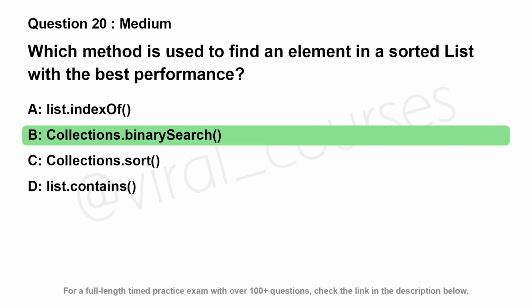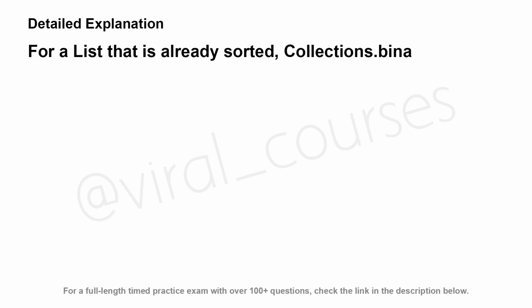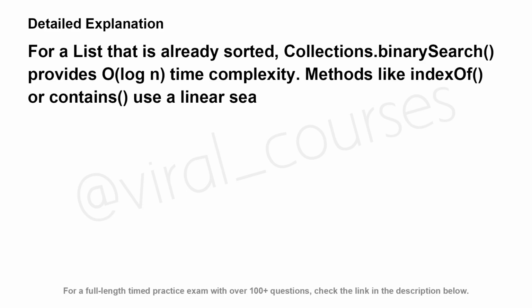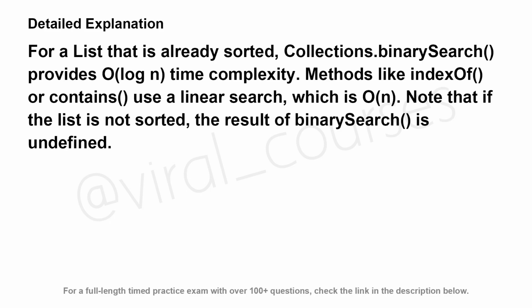The correct answer is B. For a list that is already sorted, Collections.binarySearch provides O(log n) time complexity. Methods like indexOf or contains use a linear search, which is O(n). Note that if the list is not sorted, the result of binary search is undefined.